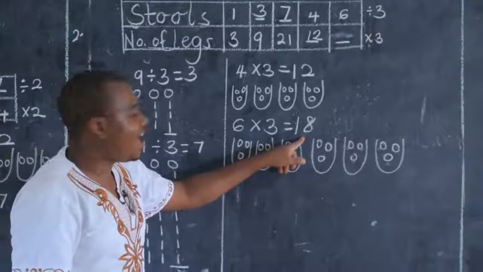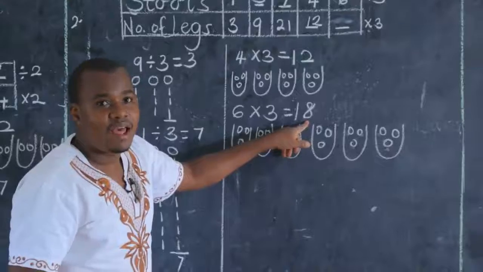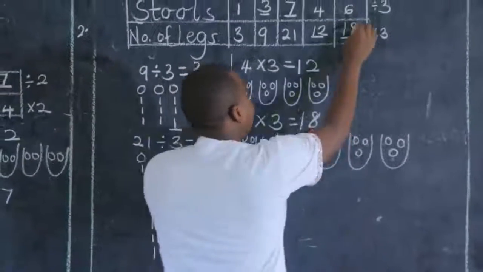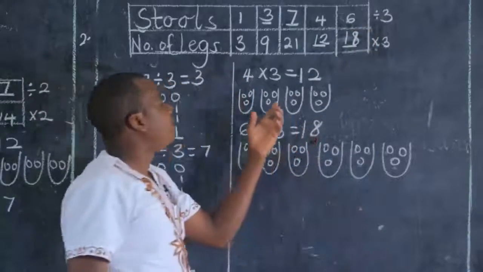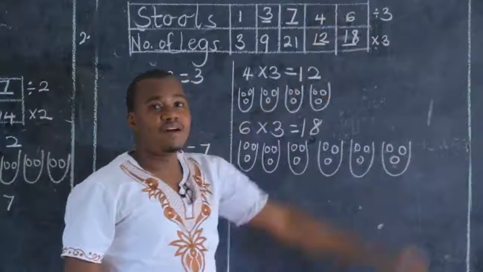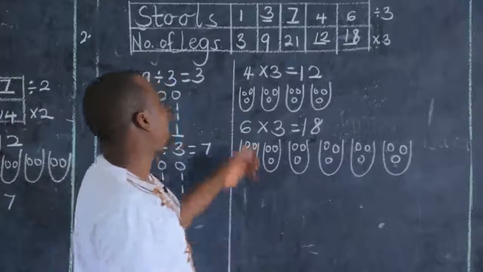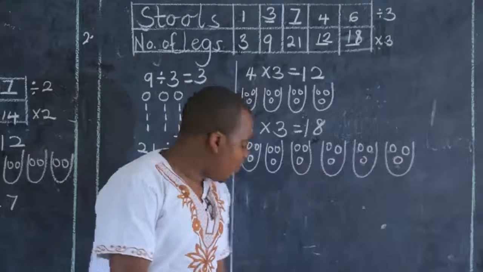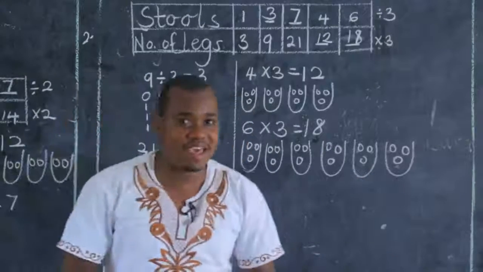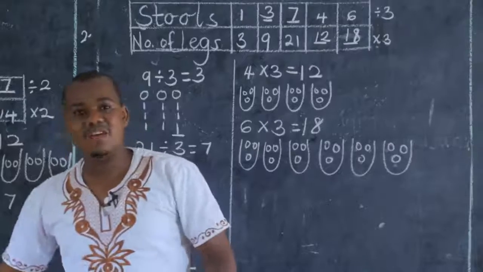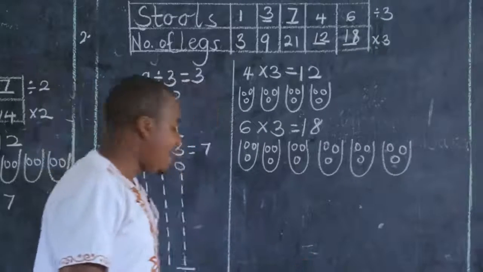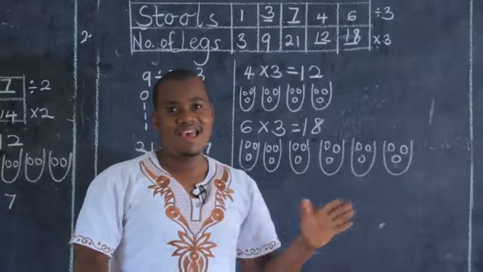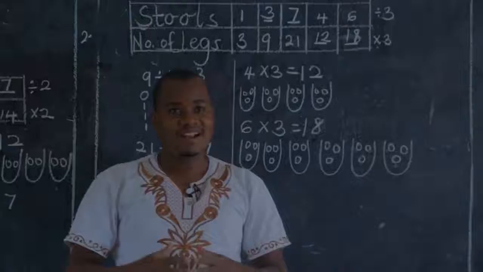And after getting 18 here, do we leave it there? No. We come and complete our table. So 6 stools will have 18 legs, because each stool has how many legs? 3 legs. So my good children, I want to stop here. I hope you have learned in the first example and in the second example. So what I'm going to do, I'm going to give you some simple work here, and I hope you'll do it well. Let's meet next time.